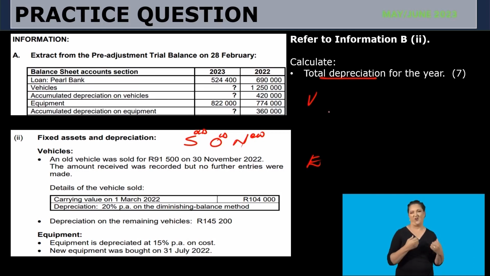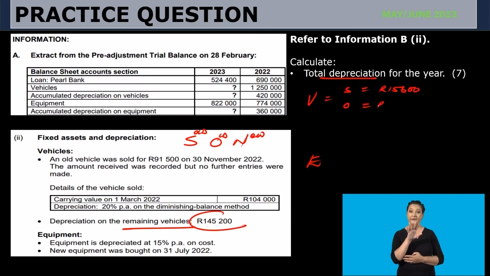Let's start with the vehicles. On the vehicles, we have depreciation for the sold. We calculated that one. You remember that? That was your 15,600. We've done that one. And then you have depreciation for the old. We are told here that depreciation for the old remaining vehicles is 145,200. So if I add this to my total on vehicles alone, it is going to be 160,800. That is on the vehicles alone.